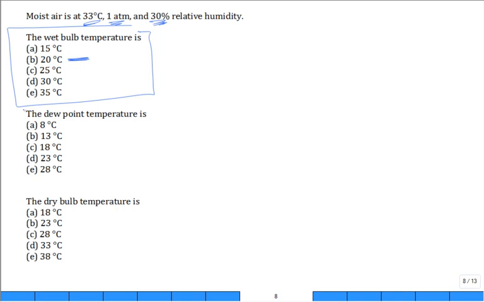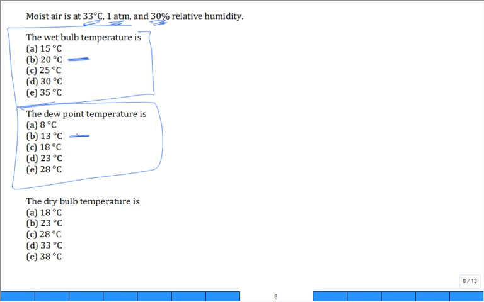All right, dew point temperature for the same condition. We have B is our dew point temperature. Thumbs up. Excellent. Very good. Thank you. So you're done.